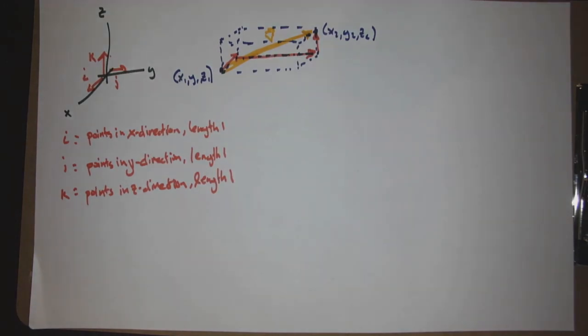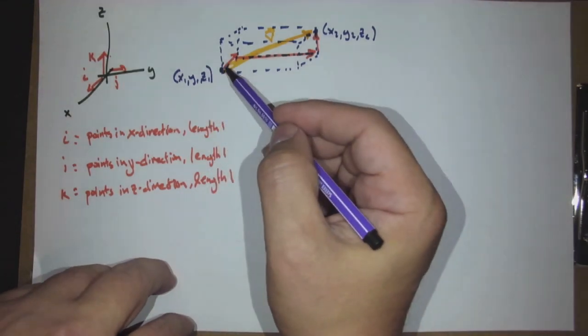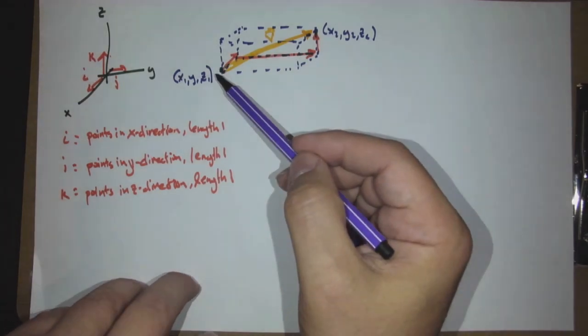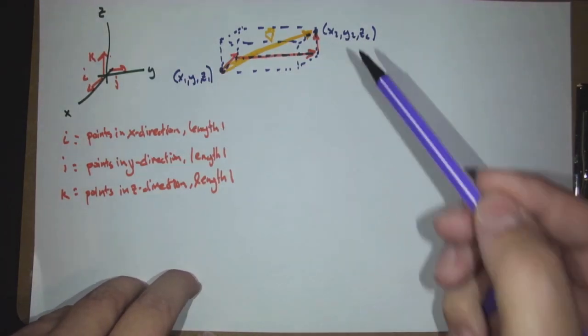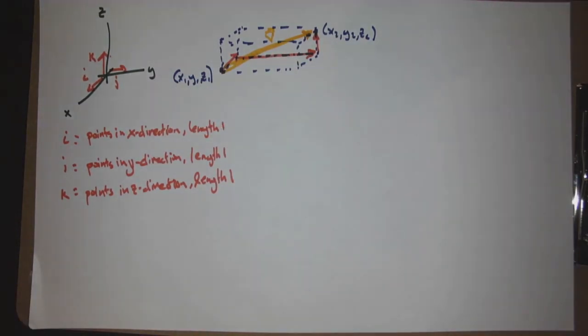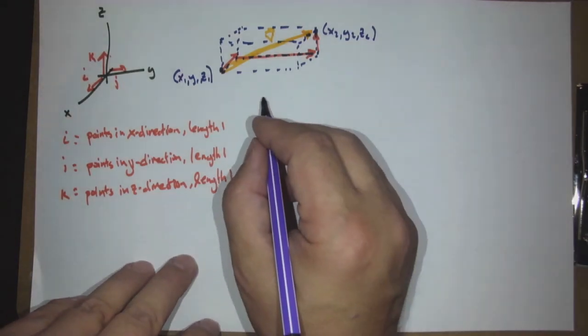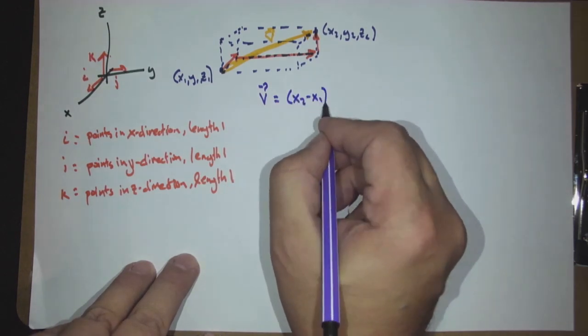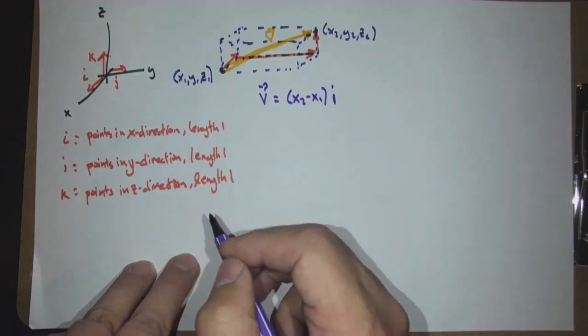So the only thing I have to figure out is how is it parallel? In other words, how do I scale it? Well, how much did I change in the x direction? Now I know the direction of change, I just have to figure out the amount of change. So in going in the x direction, I went from x1 to x2. So how much change was there in the x direction? x2 minus x1, the difference. So our vector v is (x2 minus x1) times i.